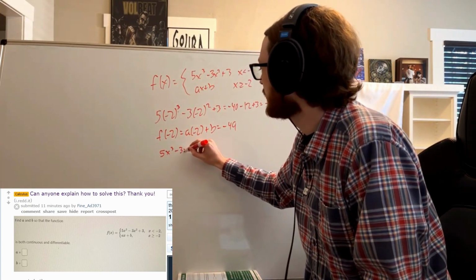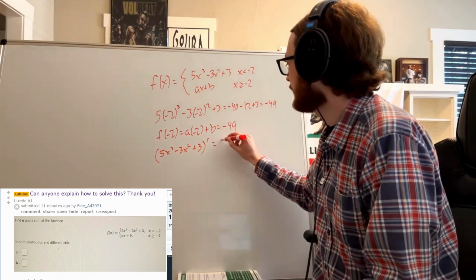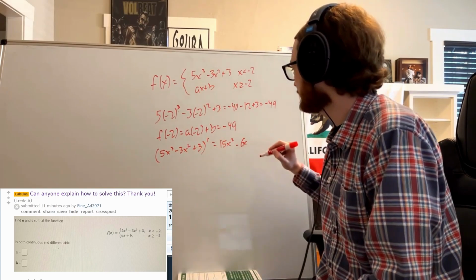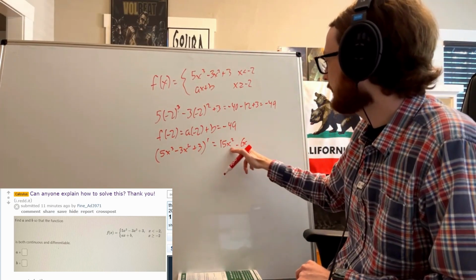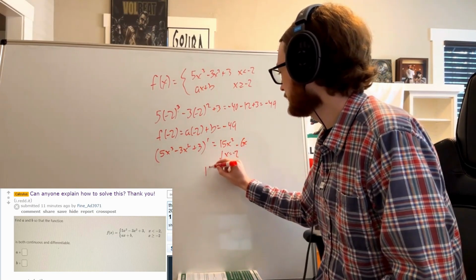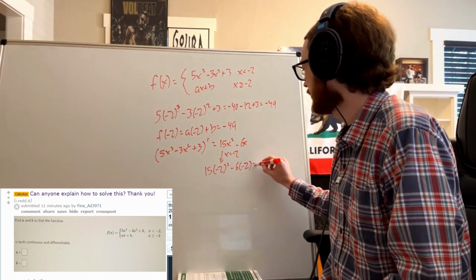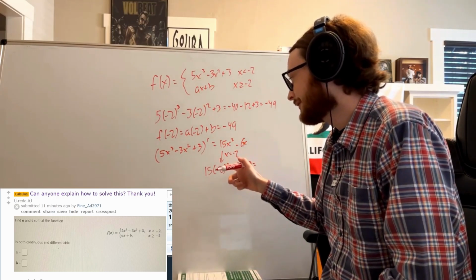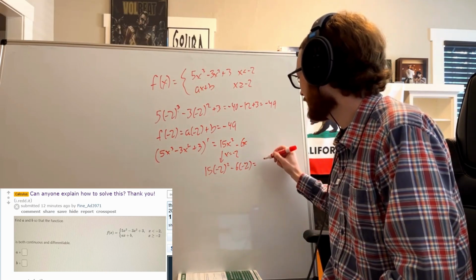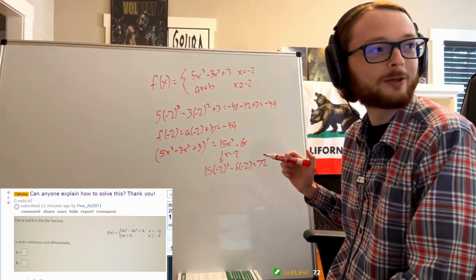5x cubed minus 3x squared plus 3, prime. That is 15x squared minus 6x, and the 3 becomes 0. Okay, now we want to plug negative 2 into there. 15 times negative 2 squared minus 6 times negative 2. Mental math this time. Positive 4 times 15 is 60, plus 12 is 72. That's a steep slope. Okay, you also got 72. Thank you, Jed.